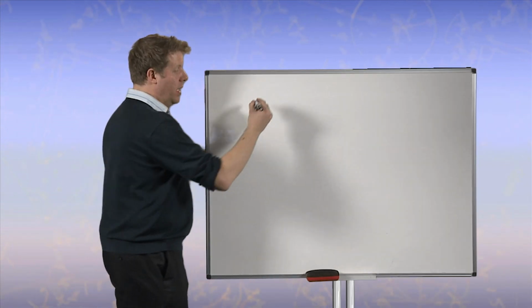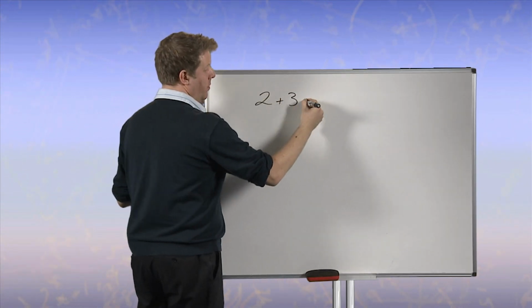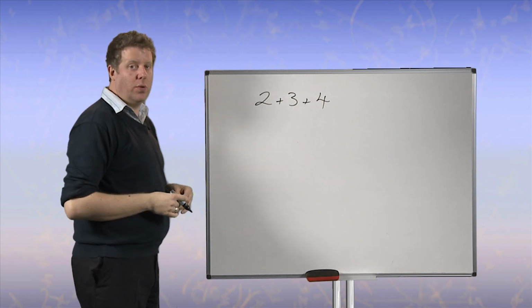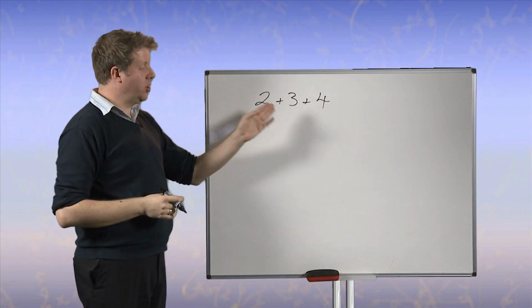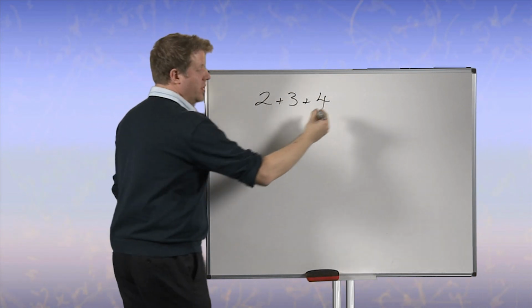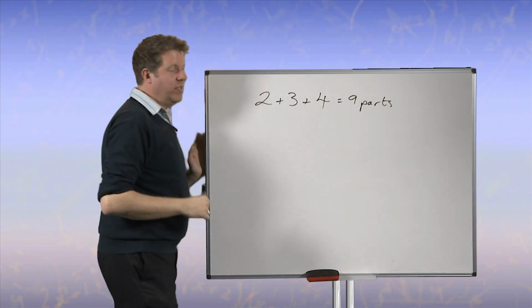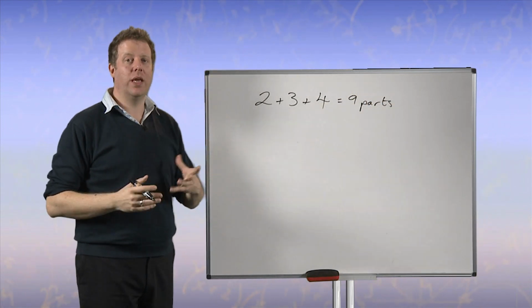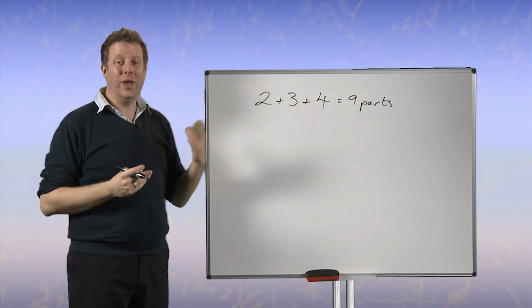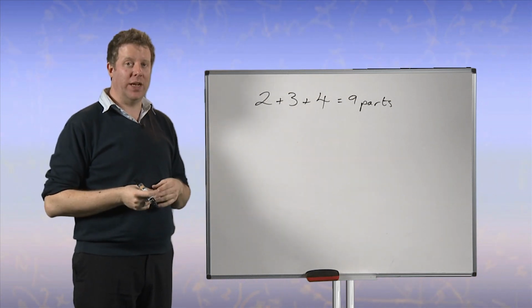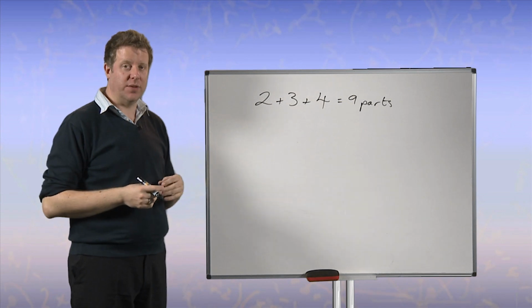Now, the method for splitting a quantity into a ratio is always the same, and the first part is always to add the parts of your ratio together. So my ratio was 2 to 3 to 4, and if I add all those together, I get 9 parts. The reason why we calculate that is because if we can work out what one part is worth, we can then work out what each part of the ratio will be worth to each person.